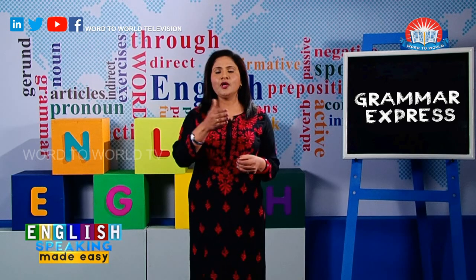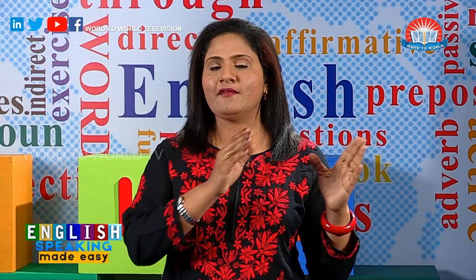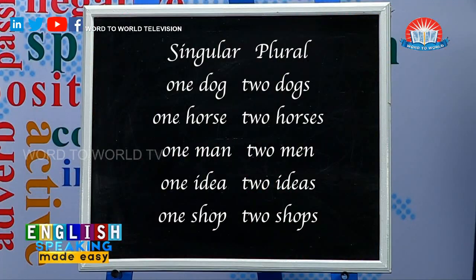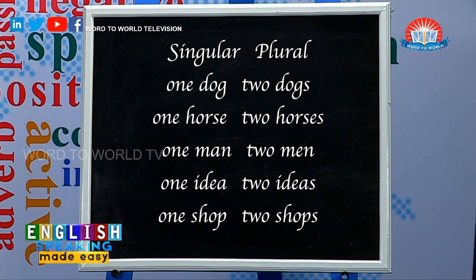Now, like I said before, I am giving you a list of countable nouns, and these countable nouns have a singular and a plural, as you can see. Let us take the first one, dog. The singular is dog, the plural countable noun is dogs. The same applies for horse. There is one horse, there are two horses. Or you can say a man, a countable noun, you have its plural, men. Idea, you have two ideas. You have shop, you have one shop, you have two shops.